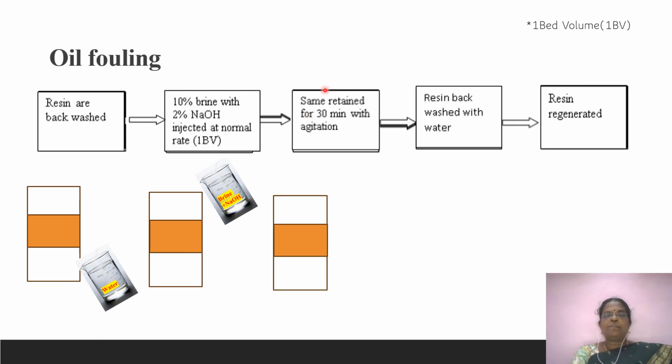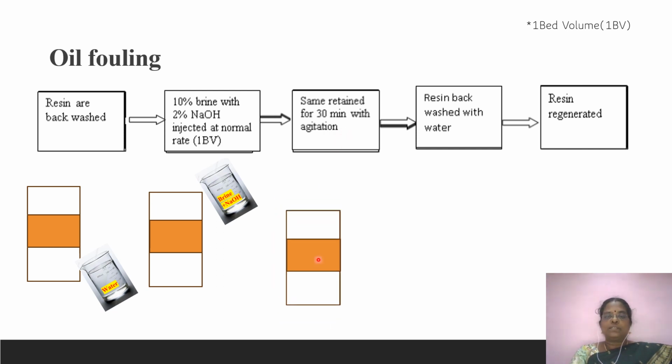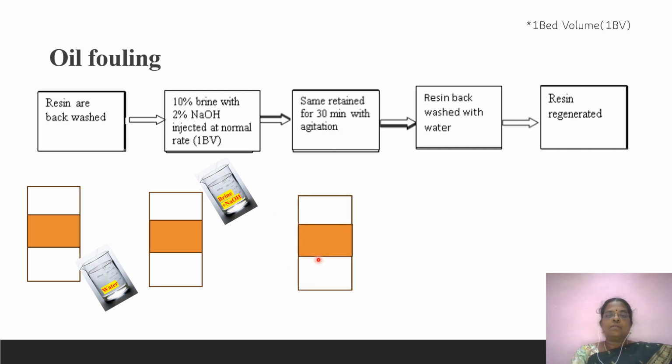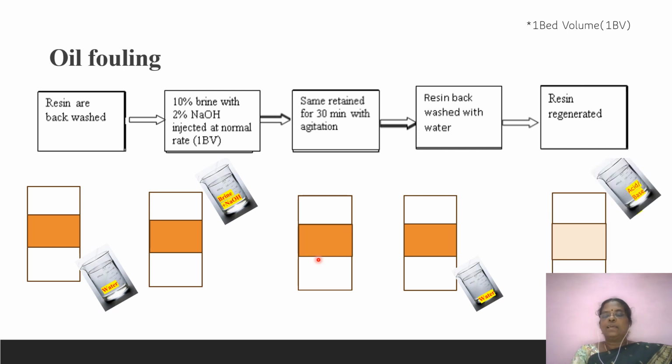Then the second bed volume is retained for 30 minutes with agitation. With agitation, it is retained for 30 minutes, so it dissolves all the oils into it. Then we have resin backwashing with water, and then we have to regenerate the resin, and all your resin process is completed. So all the fouling part of the resin is getting over.